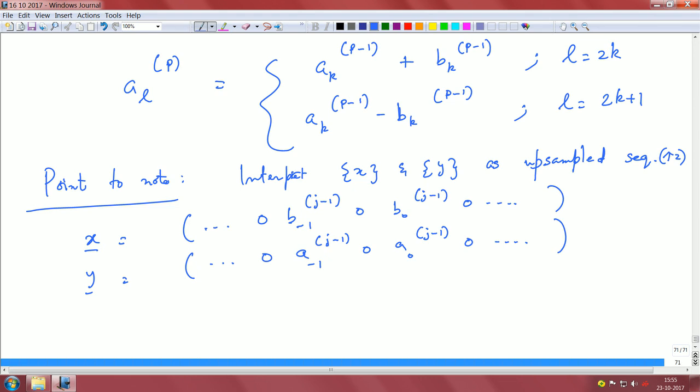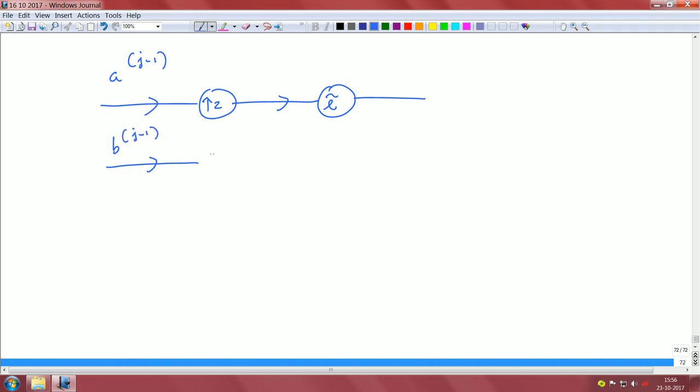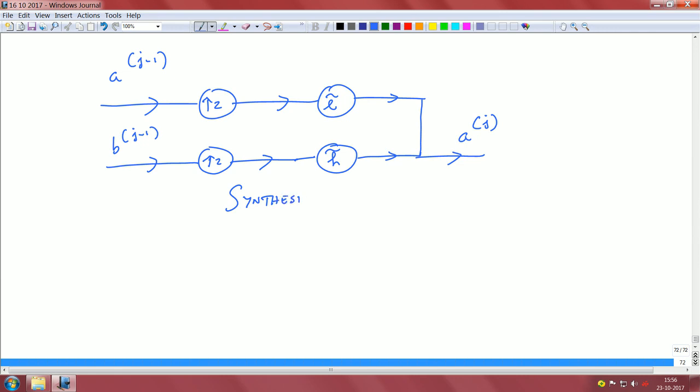Now, I think with this we are sort of set in terms of interpreting this filtering operation. So, we can think of a j minus 1 being upsampled and then going through this filter L tilde, and we have b j minus 1 being upsampled, going through this filter H tilde, and then combining them to give you A_J, right, and this is basically the synthesis stage.